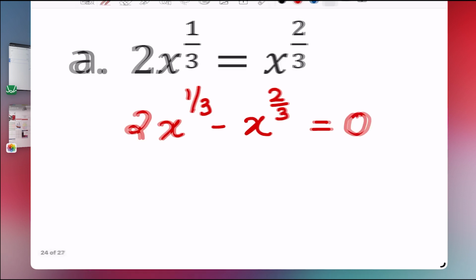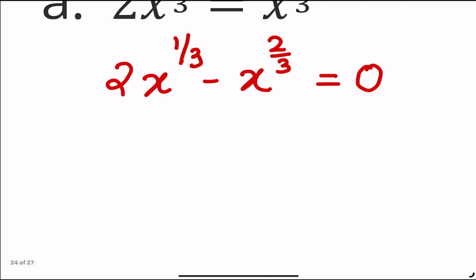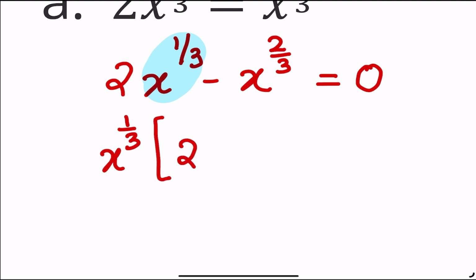Now you might ask me, how do I do this manually? This is how. You factor out the greatest common factor. The greatest common factor is always your lowest power. So I'm going to factor out x to the power 1/3. When I take out x to the power 1/3, I'm left with 2 minus. Now what should you add to 1/3 to give you 2/3? Very simple, 1/3.